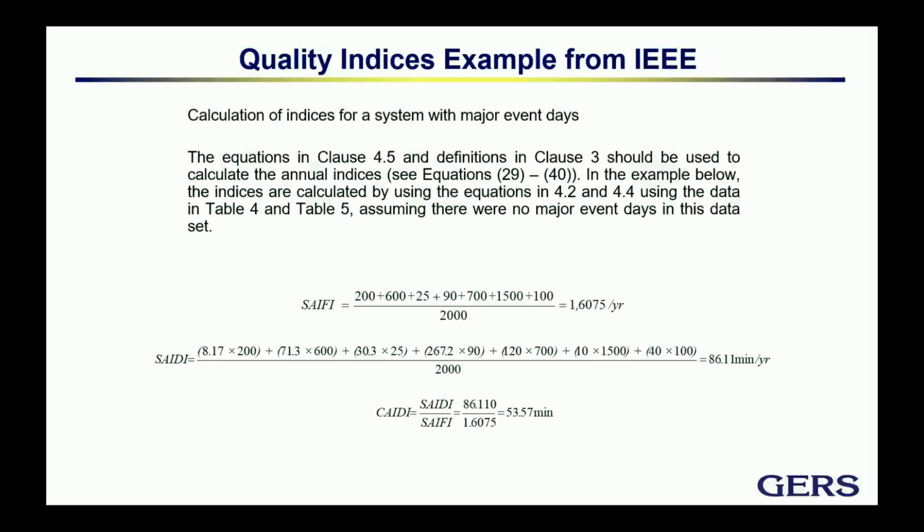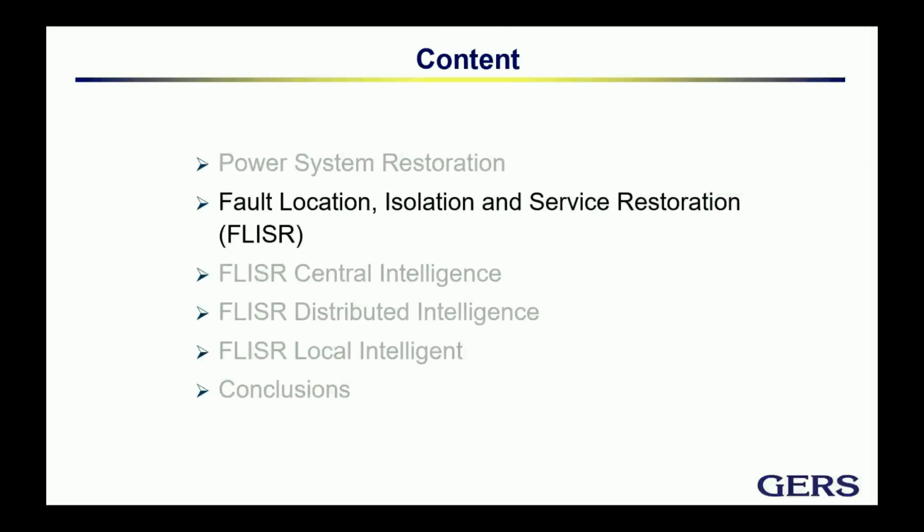You can go to any utility and find this information, and you will see how utilities are embarked on reducing or improving the quality indices. The KT here, as I said before, is the ratio of the SAIDI divided by SAIFI, and that gives you 53.7 minutes. In summary, when we are going to talk about FLISR, the main target when we try to implement FLISR is to improve reliability indices. So with this brief introduction, we can go into what FLISR means.